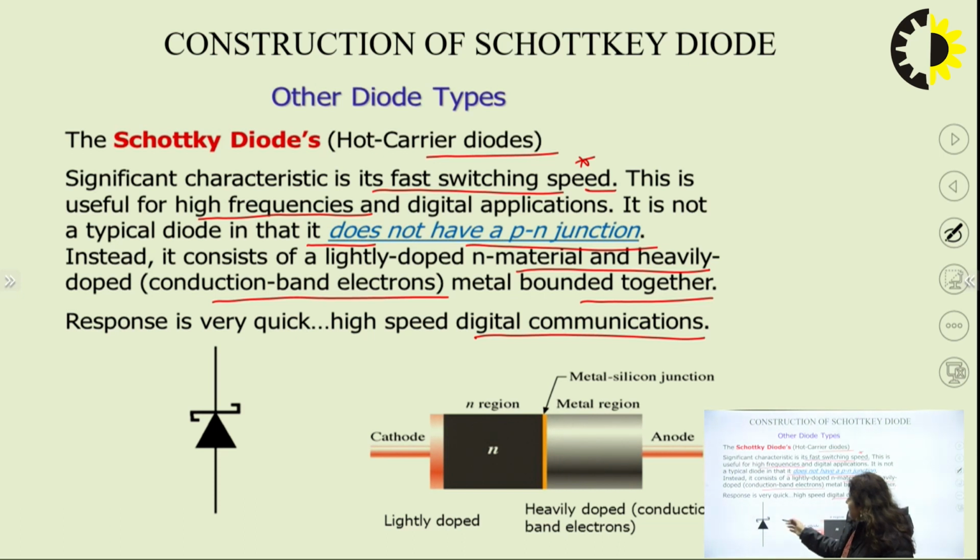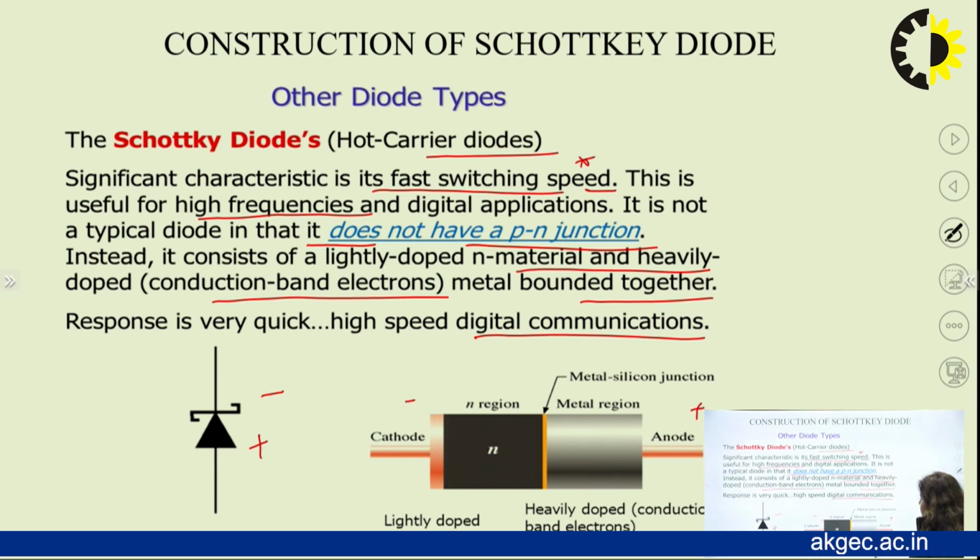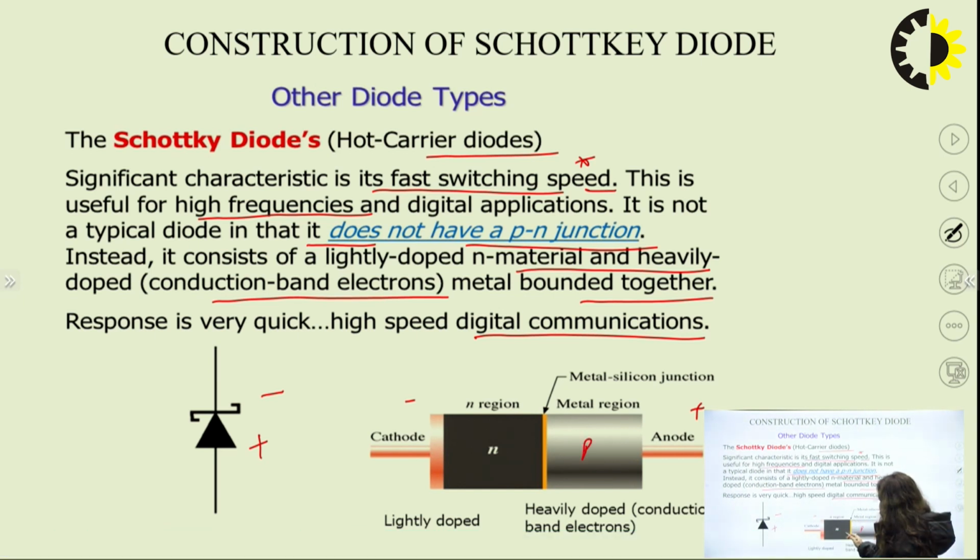So this is a symbol, same symbol, that is this one is the positive part and this one is the negative part. We have represented also on the basis of the lightly doped and heavily doped conduction band electrons, that is the cathode side and the anode side, the N region, which is the negative region, and the P region, which is the positive region here. So we have a metal silicon junction in between the P and N junction. This is P and this is N. So in between the P and N junction, there is a metal silicon junction, which is a metal region, and the P region is heavily doped conduction band electrons and the N region is lightly doped.